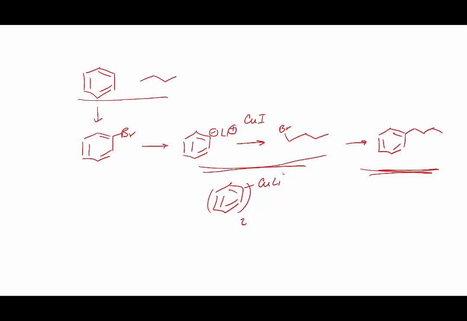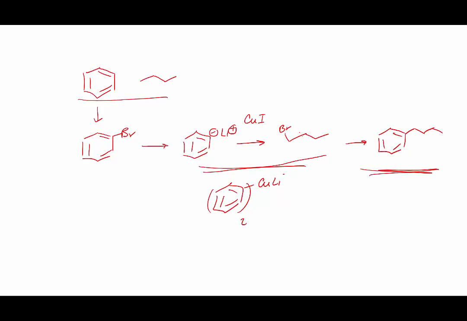So I can make a straight-chained alkyl benzene if I make my Gilman or my lithium cuprate out of benzene. I can attach any halogen I want, and it'll just couple the two groups together. And so I can put any alkyl group on the ring by using a cuprate.